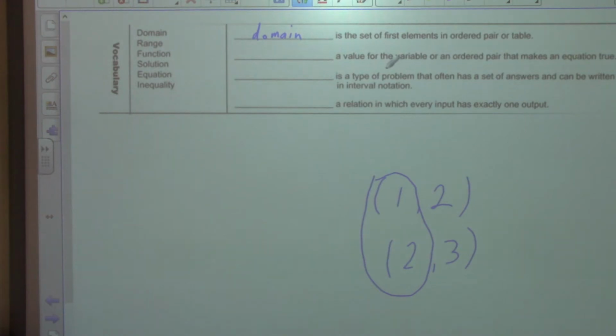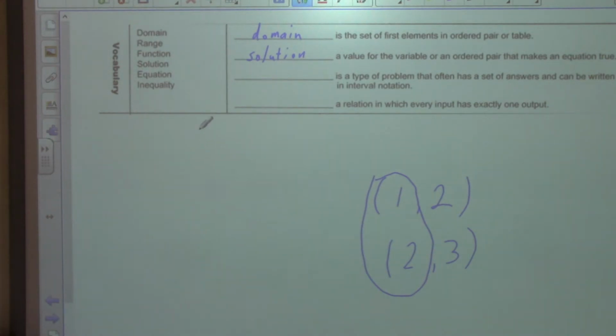Blank, a value for the variable ordered pair that makes an equation true. Somebody said it. Some girl voice said solution. I didn't even write it down. Solution, a value, okay?